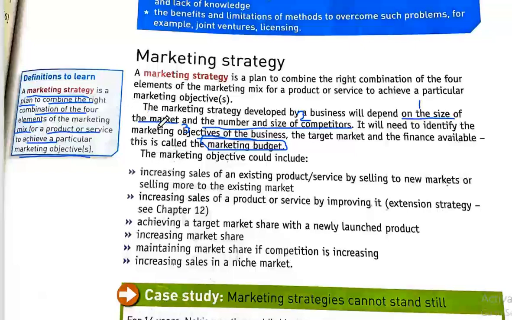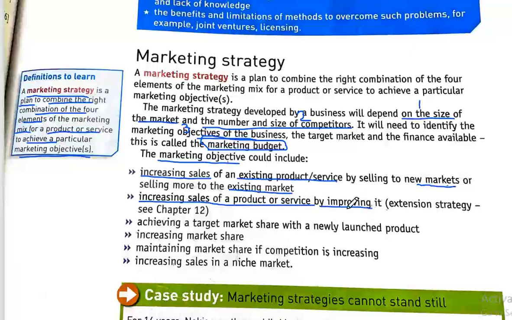So when we say that we're doing a marketing strategy in order to combine the four P's of marketing to achieve the marketing objectives, we must know what the marketing objective for the business is. We have several main objectives, starting with increasing the sales of an existing product or service by selling to new markets or selling more to existing markets. As I said, the market is the group of people that I'm selling to. So I want to increase the sales of an existing product, a product that already exists. It's not a new product. And also increasing the sales of a product or service by improving it.